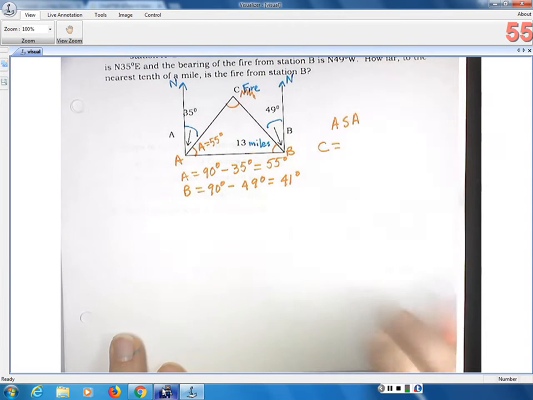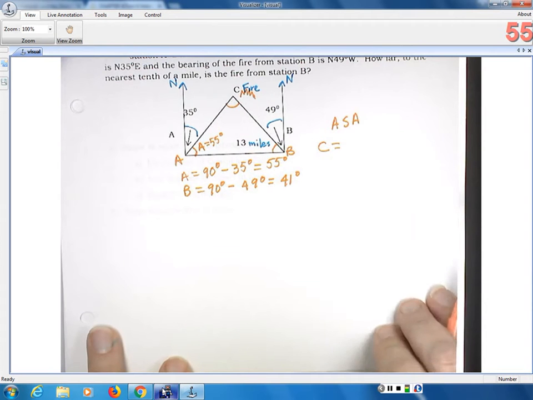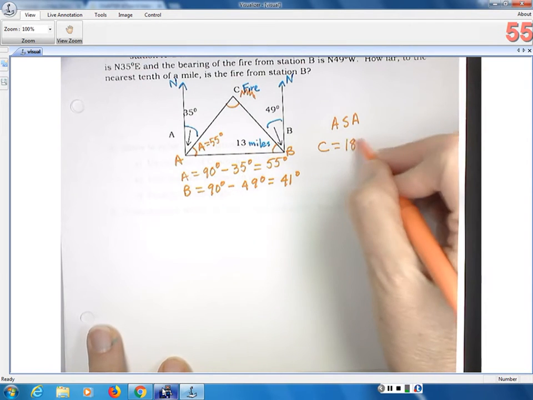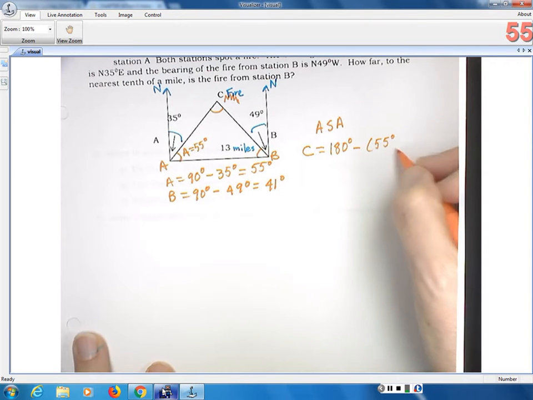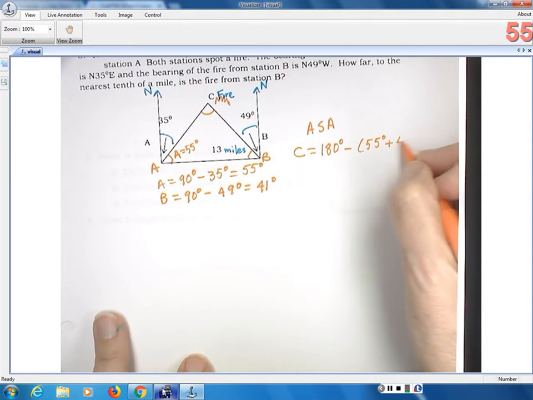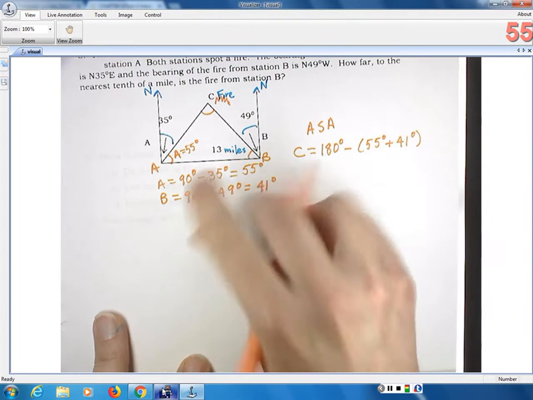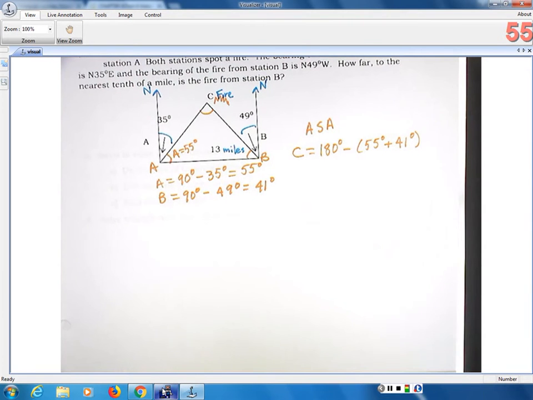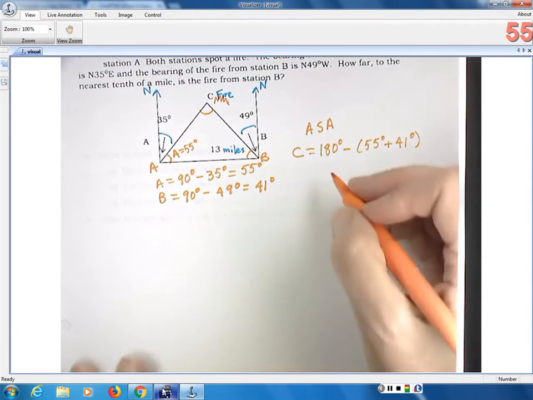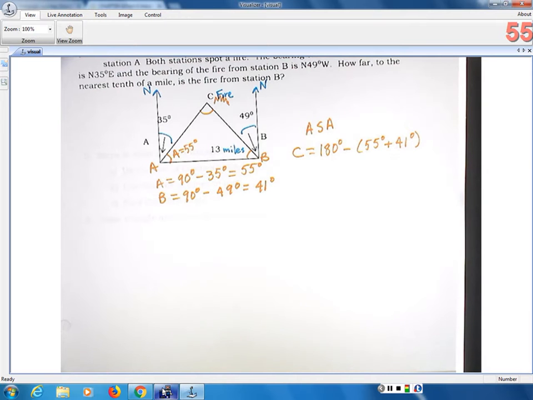Right, I see. We have to find C, which is 180 minus those two angles added together, because we didn't have a known ratio yet. We have only one side. So when you subtract that, it's 84. Yeah, 84.